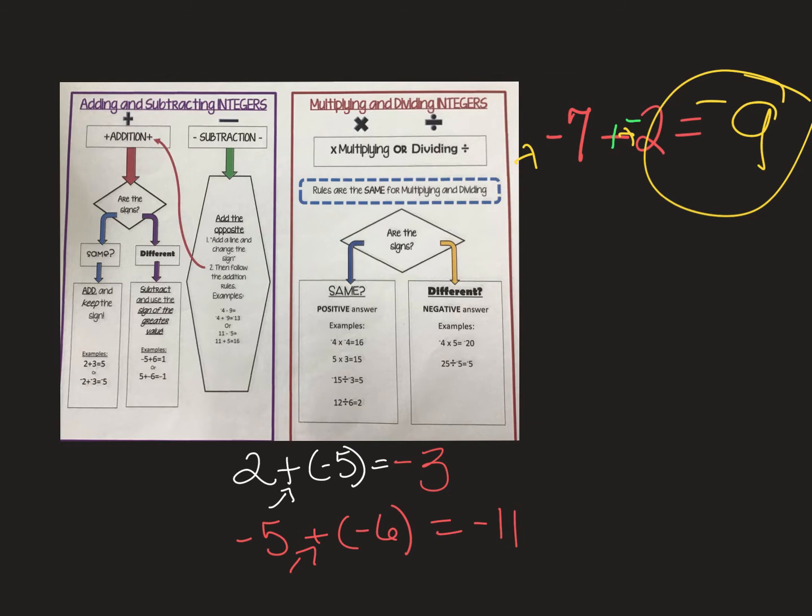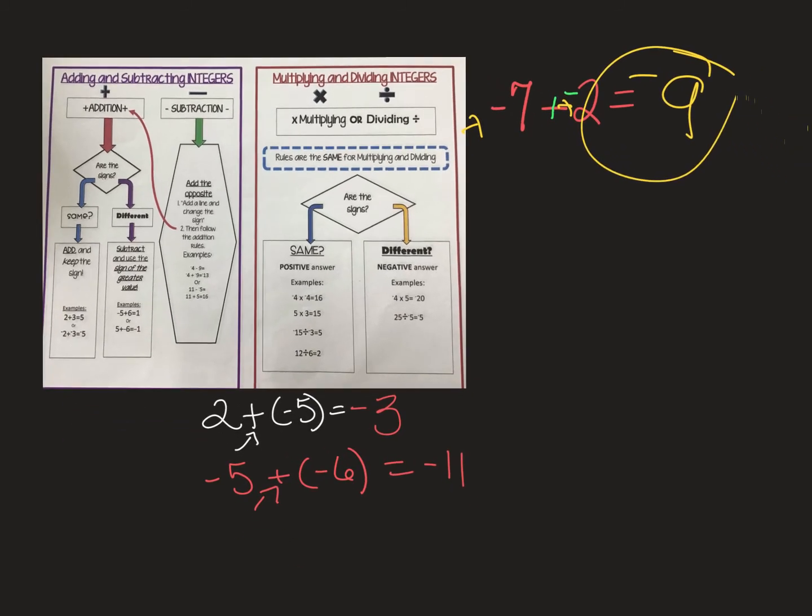Okay? There's another way that you can look at it for addition and subtraction. Let's say that you have 2 positives, or you have a positive and a negative, and you have an addition sign. Then your answer is going to be positive or negative based on the greater number. So you're going to use the sign of the larger number.